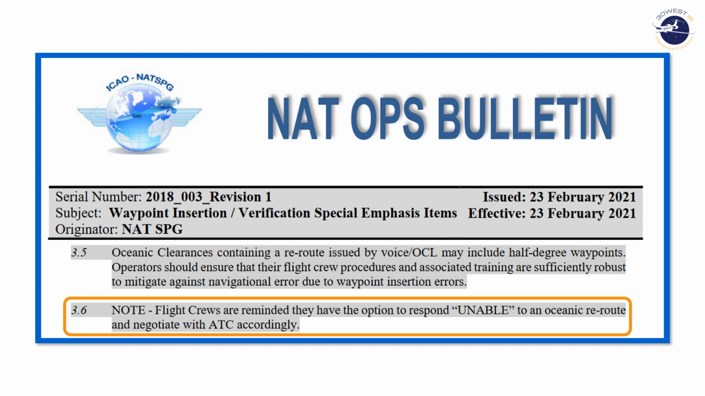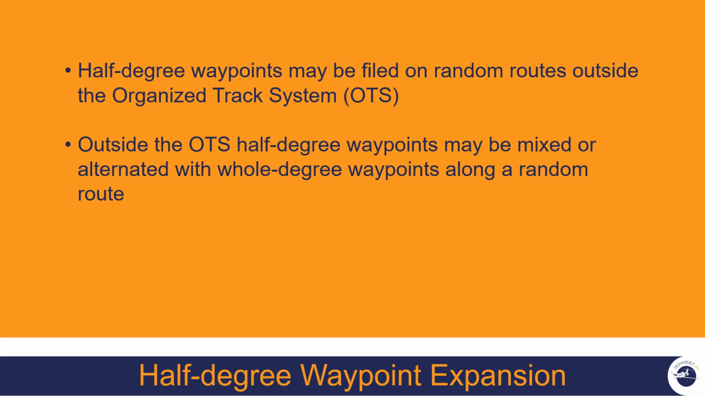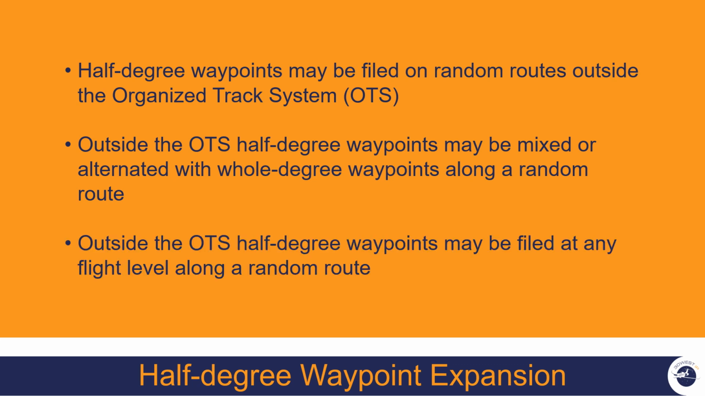Make sure you state unable and try to renegotiate a new clearance if you'd like to. So to summarize those brief statements found in the NAT OPS Bulletin update, as well as the information we received from the airspace managers, you can file half-degree waypoints on random routes outside of the organized tracks. You can also mix half-degree waypoints with whole-degree latitude waypoints along your random routes, and the half-degree waypoints may be filed at any flight level on a random route.